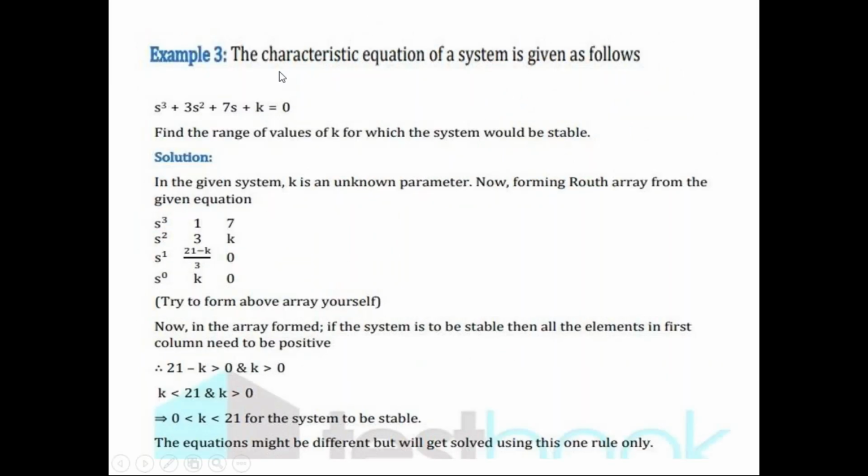The characteristic equation of a system is given as follows: s cubed plus 3s squared plus 7s plus k equals 0. Find the range of values of k for which the system would be stable. Okay.